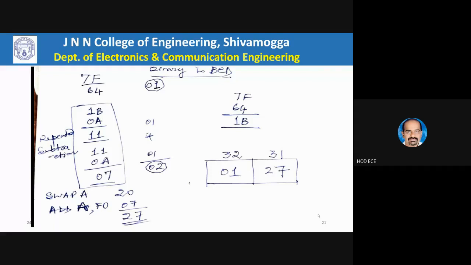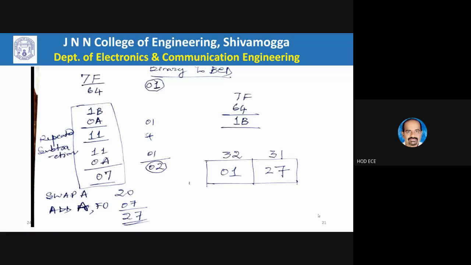Now this remainder you divide by 0A. 1B by 0A, that is 1B minus 0A, by repeated subtraction. 1B is 27, and 27 minus 10 is 17, and 17 minus 10 again leaves 7. Twice you have subtracted, division by repeated subtraction you are doing just to demonstrate. So 2 is the quotient, that is, 2 tens are there, and 7 units.